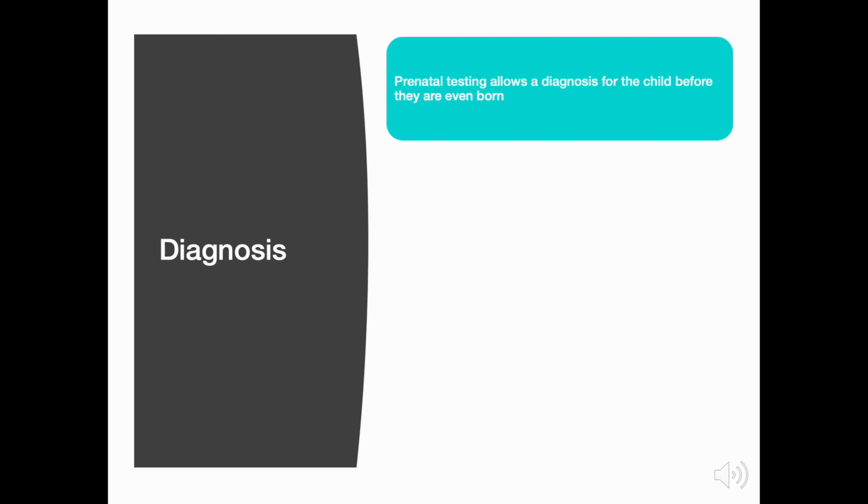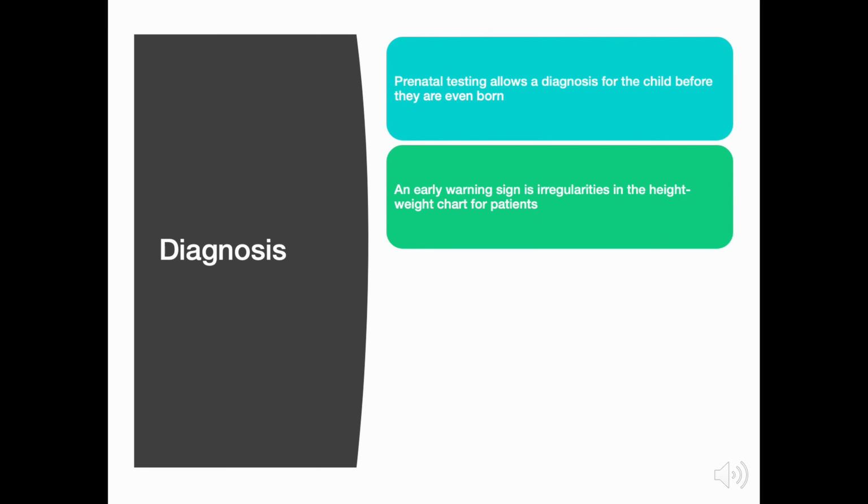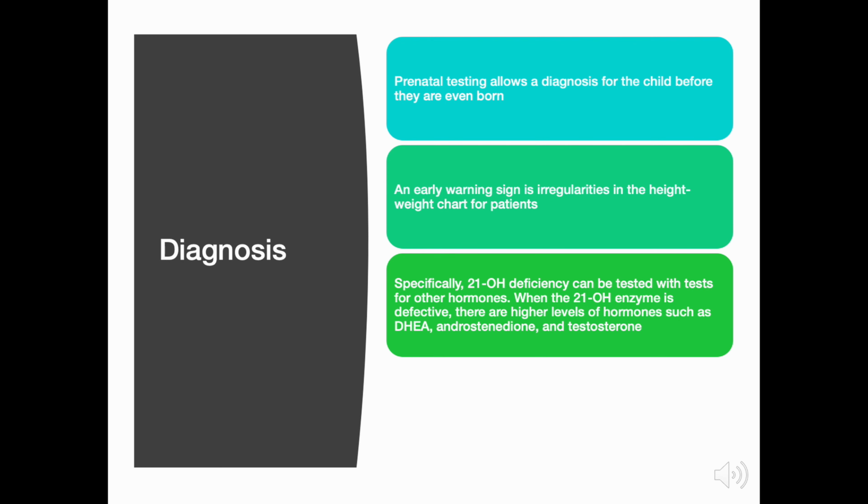Let's look at how doctors can diagnose CAH. Prenatal testing allows a diagnosis for the child before they're even born. An early warning sign is irregularities in the height-weight chart for patients after they're born. Specifically, 21-OH deficiency can be tested with tests for other hormones. When the 21-OH enzyme is defective, there are higher levels of hormones such as DHEA, androstenedione, and testosterone, because cortisol is a regulator for all of these.